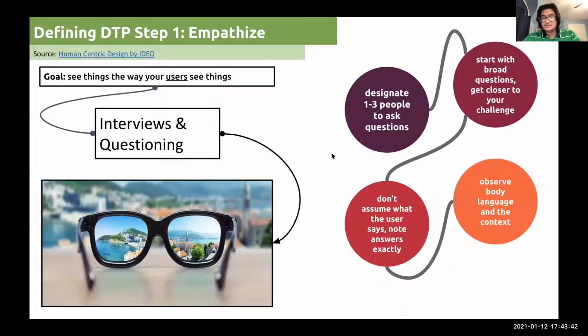Now, the second step is to start with broad questions and get closer to your challenge as you keep going. What I mean by that is you come prepared with a set of questions and, as I said, start off with very broad questions about the person's life, values, or even habits to get an understanding of who they are as a person. Then you want to narrow down towards the challenge that you're trying to get at, and ask questions that go to that area.